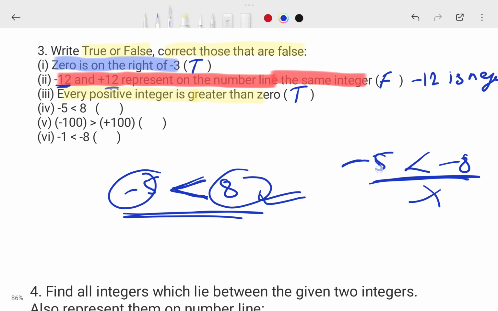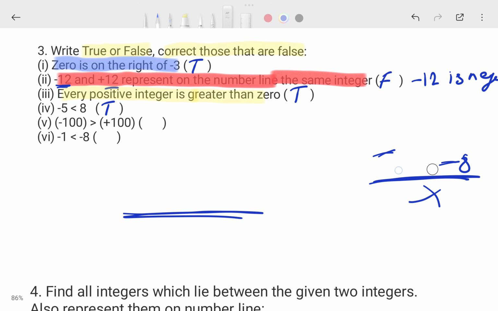Why? Because from minus 5 to minus 8, which is greater? Minus 5 is greater, but here it is a positive number. Here it is minus 5, here it is positive 8. So which is greater, negative 5 or positive 8? Positive 8 is greater. So that's why the comma is here. So that's why this statement is true.